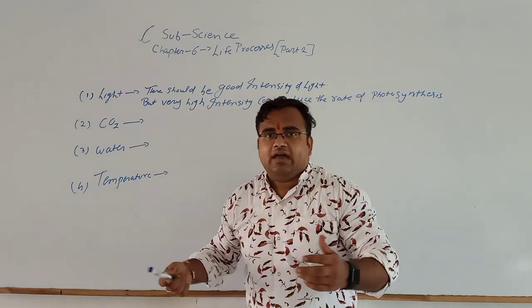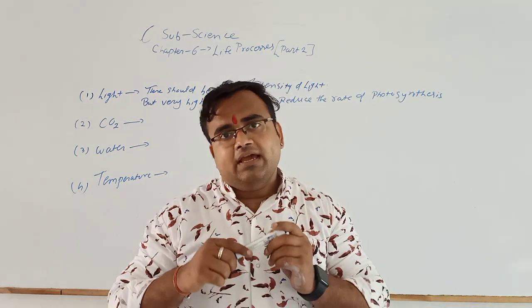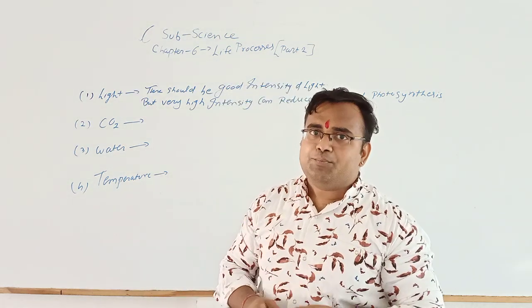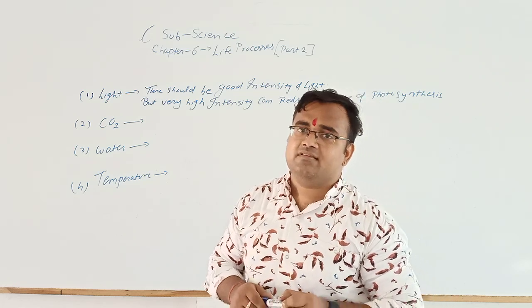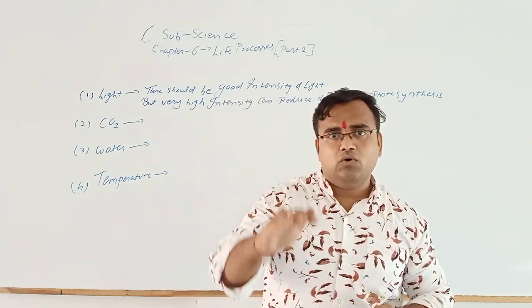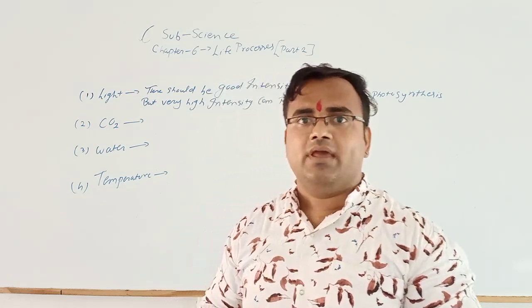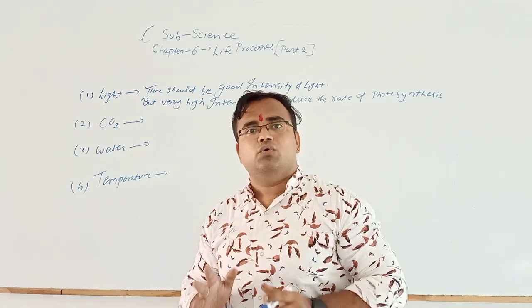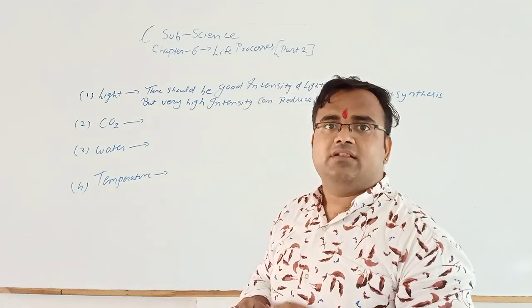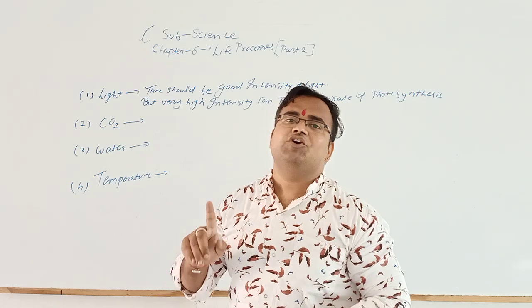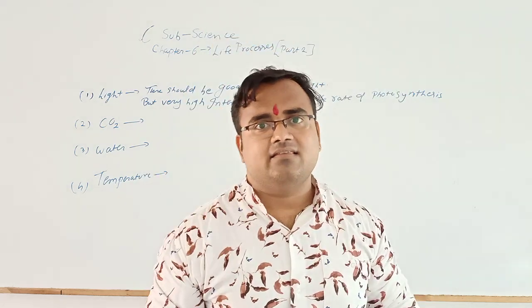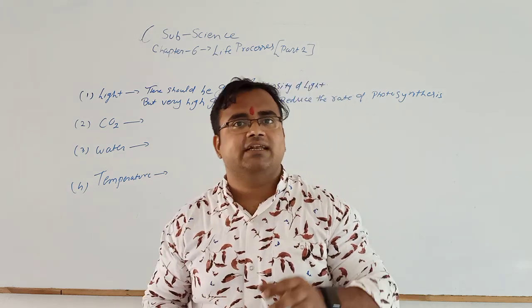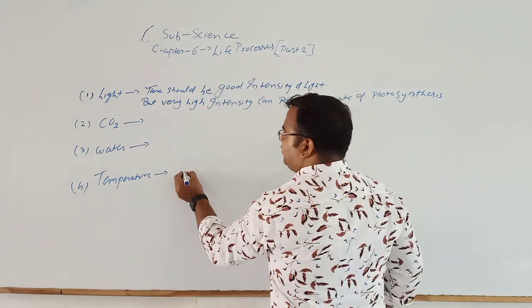Then water. Water is one of the most important factors for the process of photosynthesis. But if only a low concentration of water is available, if the roots are unable to absorb a sufficient amount of water, then the rate of photosynthesis will directly decrease.